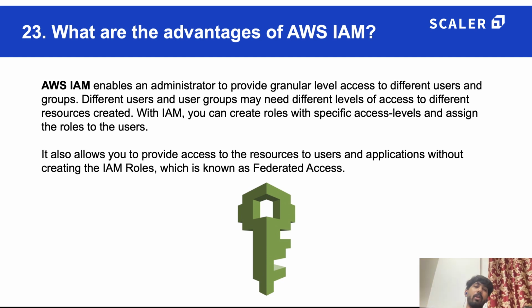But the advantages are you can create users and groups, and you can provide them different levels of access according to the user. For example, a developer would need different types of AWS services. A data scientist would need different types of AWS services. Let's say a finance account manager would need different types of AWS services. According to that, you can provide them particular access. So that's basically the advantages of AWS IAM. You would be able to administer over users and the permissions they have.